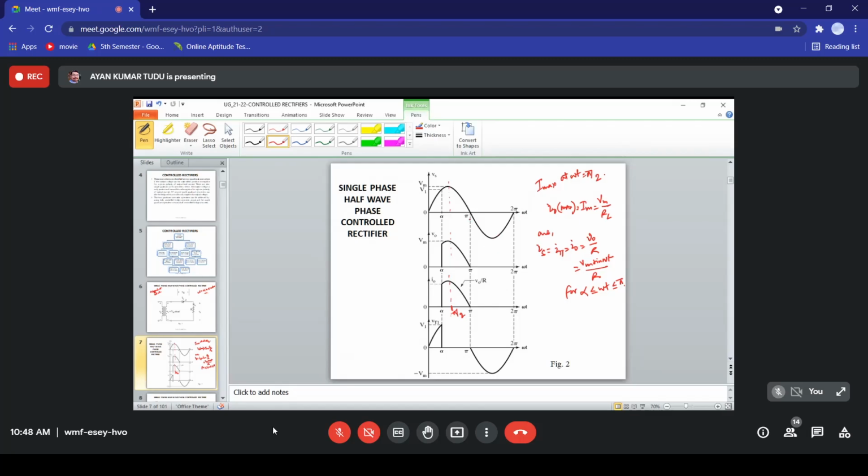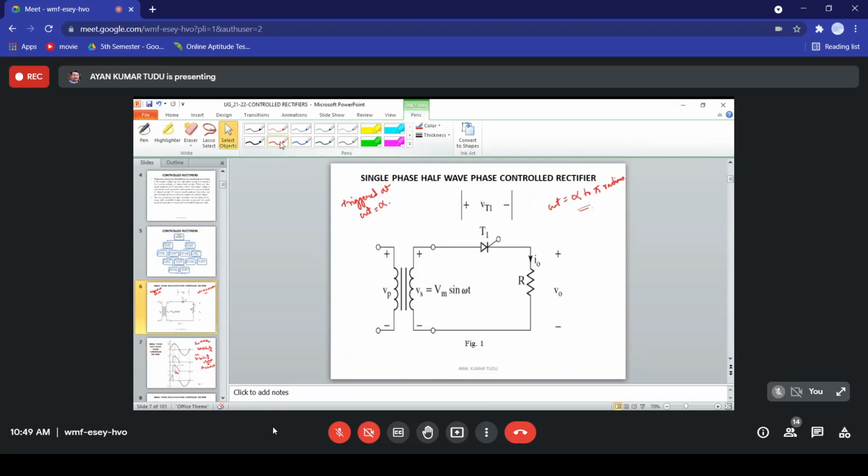As you can see, in the negative half cycle of the input supply, when the supply voltage reverses and becomes negative, from omega t equal to pi to 2 pi radians, what is happening? The terminals would be reversed. The anode of the thyristor is at a negative potential with respect to its cathode, so the thyristor is reverse biased, and hence it remains cut off.